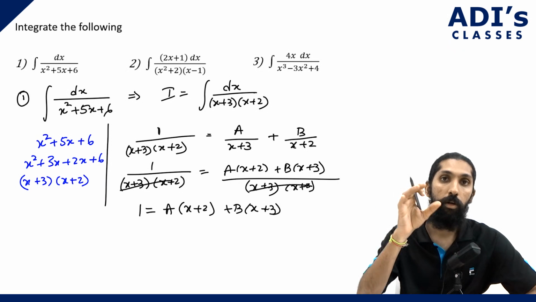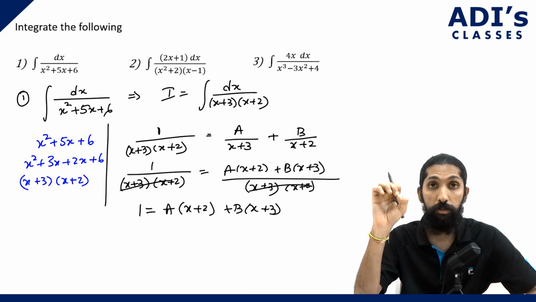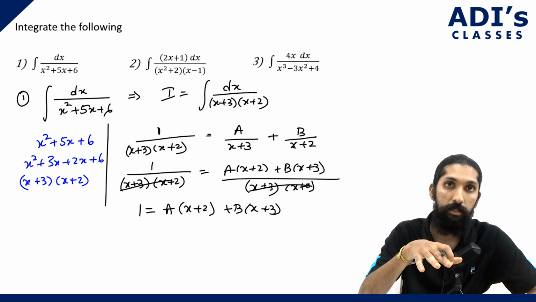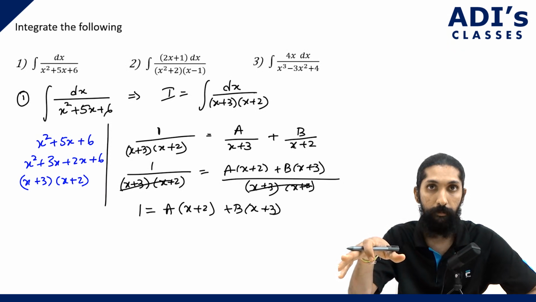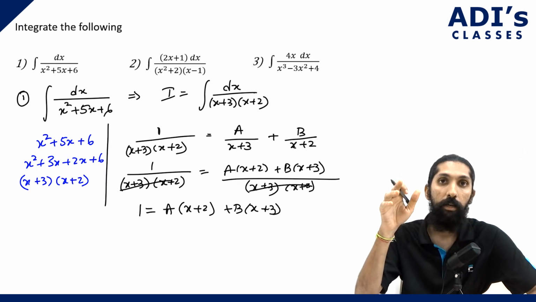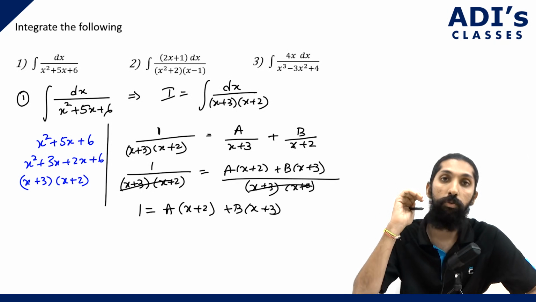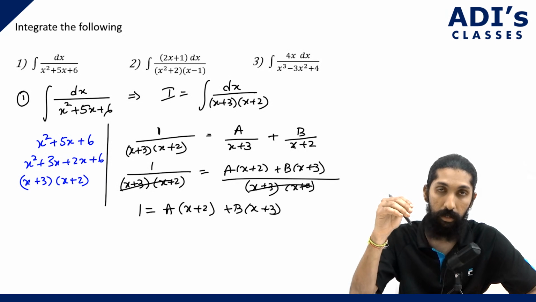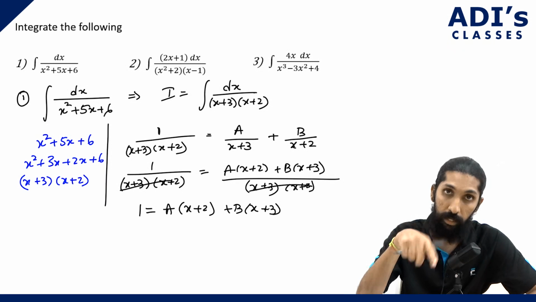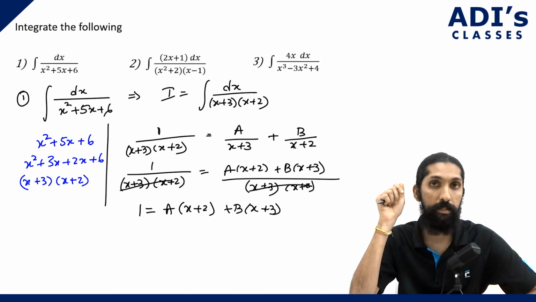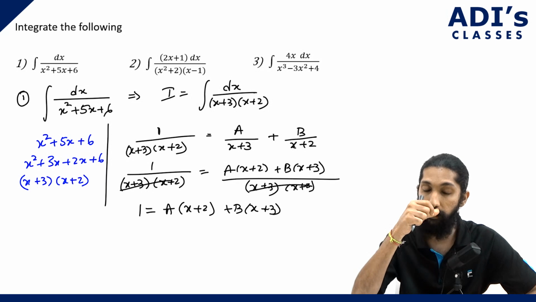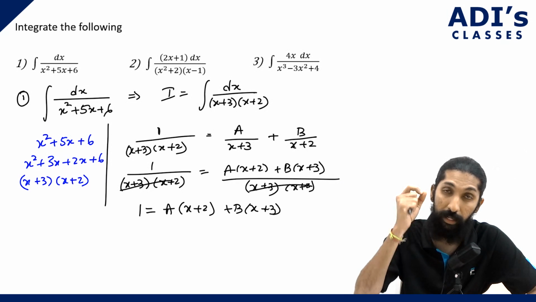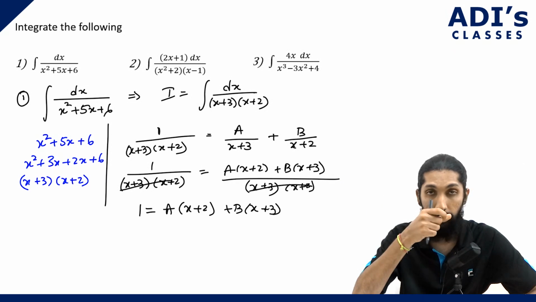Second step is what? Choosing particular values for x so that either A gets cancelled or B gets cancelled. Okay, let me repeat it again. Now the second step is choosing particular values for x so that either A gets cancelled or B gets cancelled. All right, so this is where you need to think what values do I take. But there are certain simple techniques, simple methods.